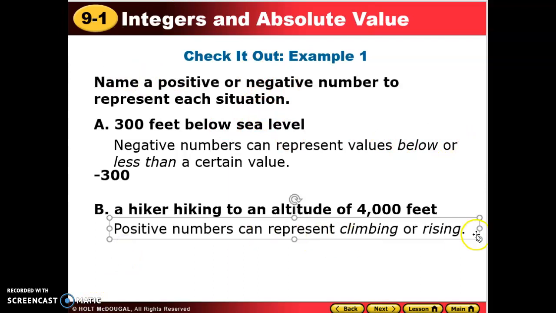But I can't seem to write this on here. Let me see if I can get this. Well, my little thing is not working. But that would be a positive sign and then the 4,000. That's what it would be for climbing or rising. And again, below sea level would be the negative.